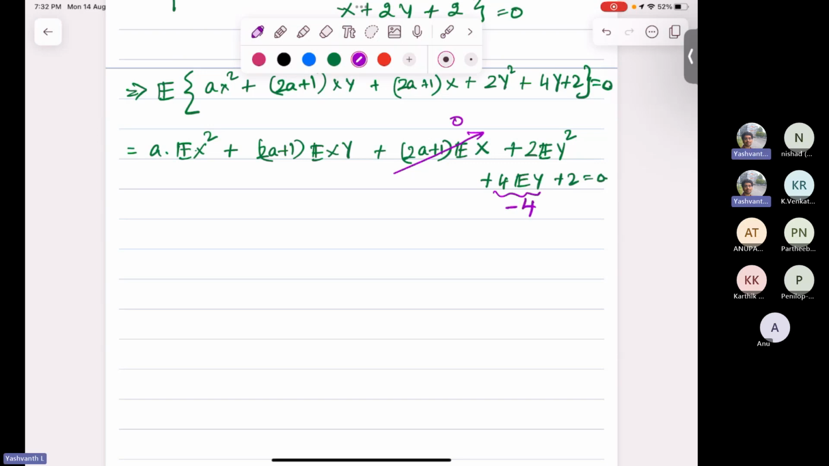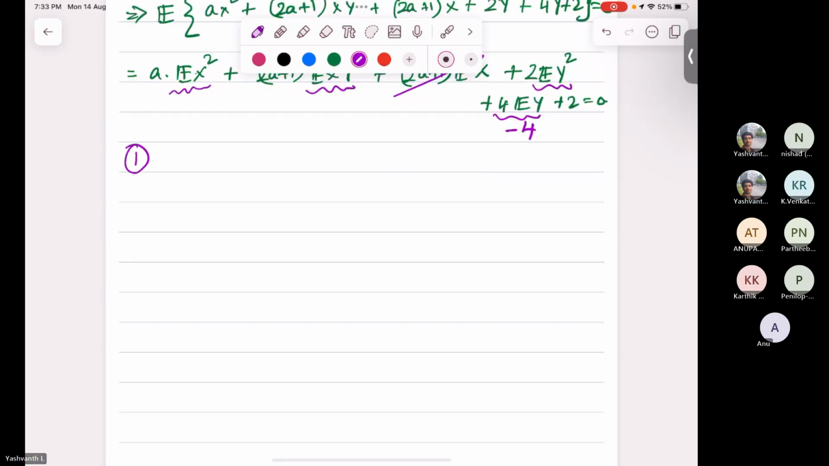Correct. Now we need to compute the remaining quantities: expectation of x square, expectation of xy, and expectation of y square. First, expectation of x square. You know that variance is expectation of x square minus expectation of x the whole square, which means expectation of x square equals variance plus expectation of x the whole square. I know both of these. This is sigma x square plus mu x square, which is 1 plus 0, equal to 1.